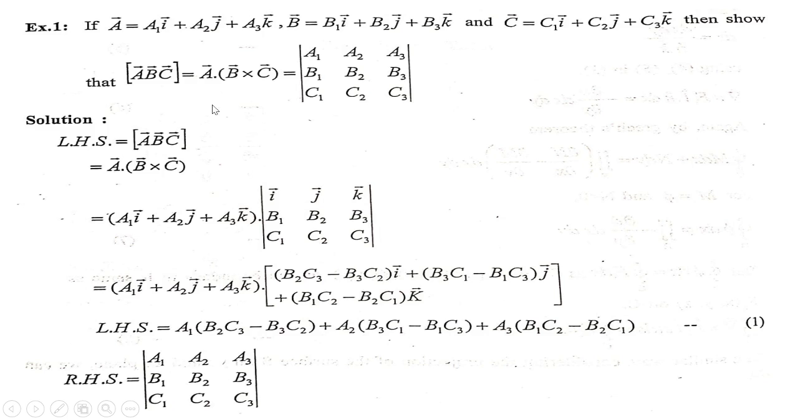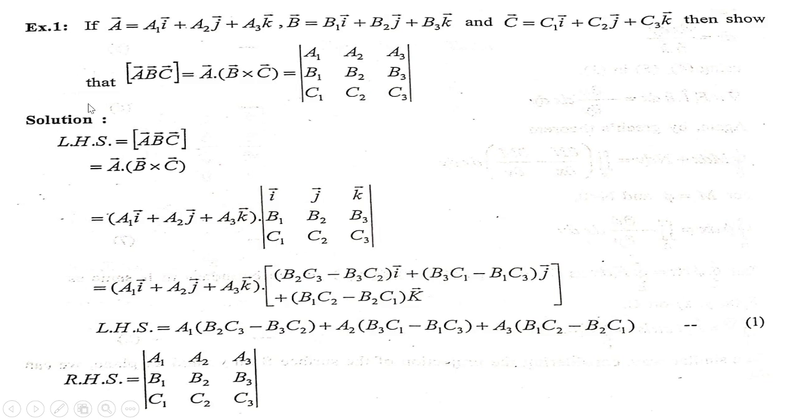Now see the example. If a bar equal to a1 i bar plus a2 j bar plus a3 k bar, and b bar equal to b1 i bar plus b2 j bar plus b3 k bar, and c bar equal to c1 i bar plus c2 j bar plus c3 k bar, then show that a bar b bar c bar equal to a bar dot b bar cross c bar equal to the determinant a1 a2 a3, b1 b2 b3, c1 c2 c3.